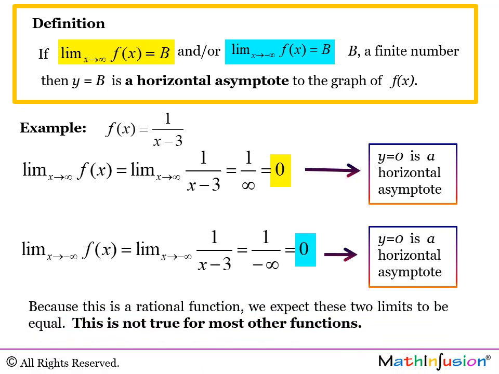This was pretty much expected. This is a rational function. We expect these two limits to be equal, but this is not true for most other functions. As you saw before, it is only true in rational functions. Rational functions have only one horizontal asymptote, if they have one at all.